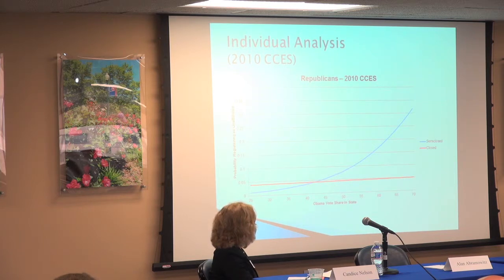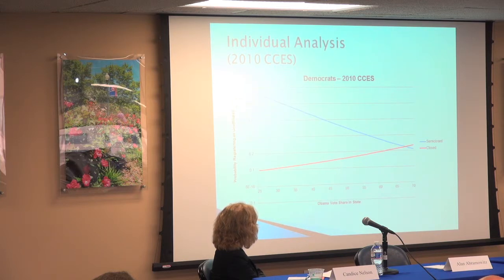And just to put a fine point on it, the CCES had a vote validation, also a party registration validation in 2010. And if we look at it, as predicted, what we see in semi-closed states is that Republicans in a Democratic state are more likely to register as an independent, and Democrats in a semi-open state are more likely to register as an independent if it's a heavily Republican state. So when we look at the individual level data, we validate what we see in the aggregate data. So there seems to be something here.